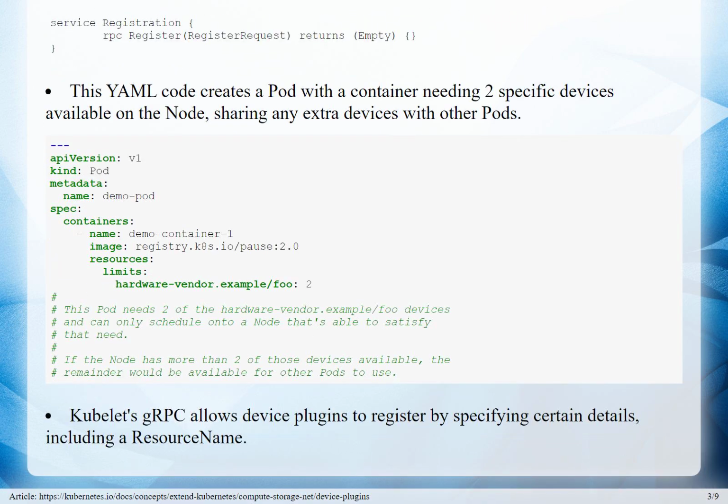The kubelet offers a gRPC service allowing a device plugin to register by mentioning its Unix socket, the version of the device plugin API, and a resource name. This resource name must match the extended resource naming scheme, for instance, nvidia.com/gpu for an NVIDIA GPU.